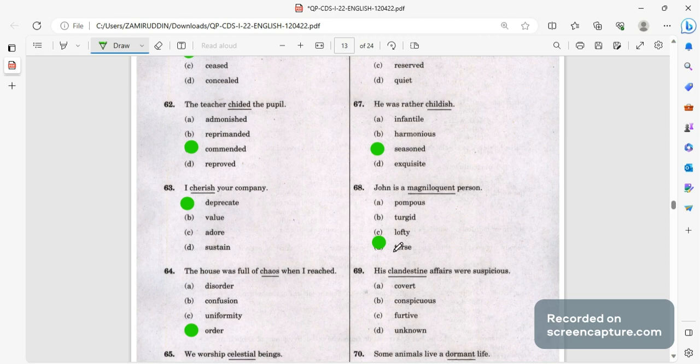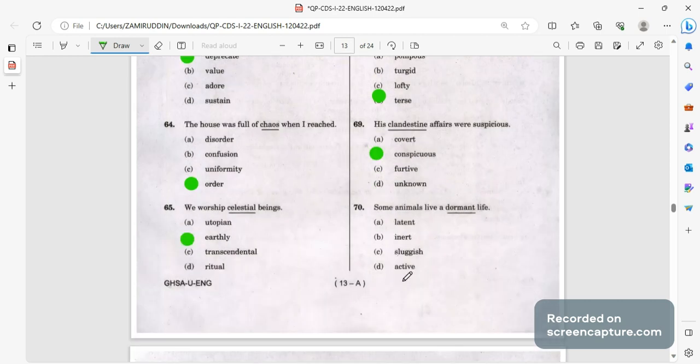His clandestine secret affairs were suspicious. उसके secret affairs were suspicious. So the right answer will be conspicuous. Conspicuous मतलब होता है जो secret ना हो. Conspicuous will be the unsecret one. Then dormant life. Some animals live a dormant life. So dormant, which is inactive. So the correct answer will be active. Dormant ka opposite will be active.